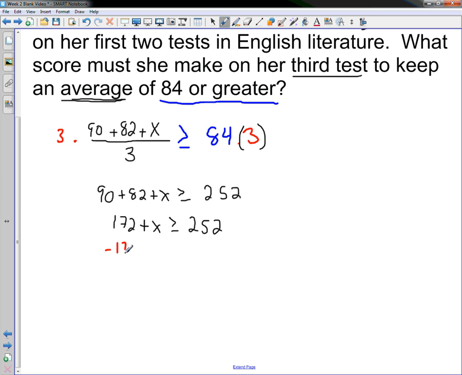Subtract 172. And that gives me x is greater than or equal to 80. So on the third test, we have to be greater than or equal to 80 to keep an average of at least an 84.